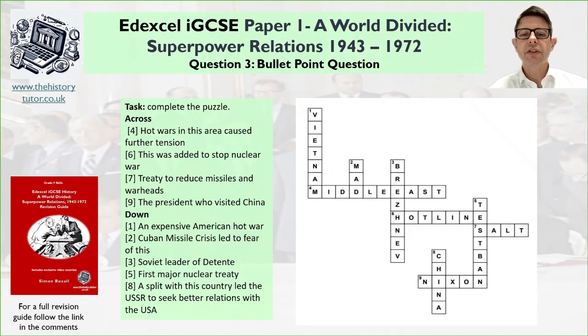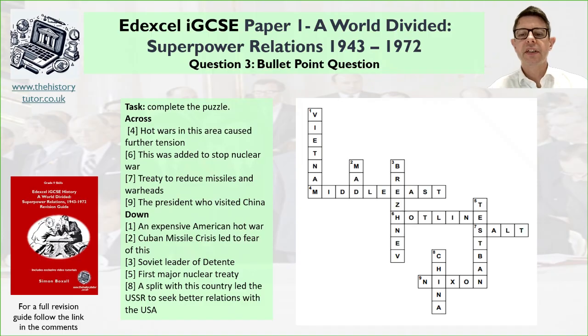Number 7, treaties reduce missiles and warheads. So we have the SALT Treaty. This is the big significant one where they're really trying to cut down their warheads and cut down their missiles, trying to ensure less chance of MAD in the world in the early 1970s.